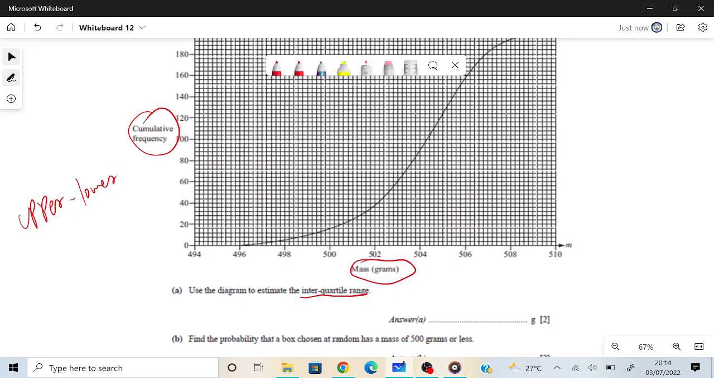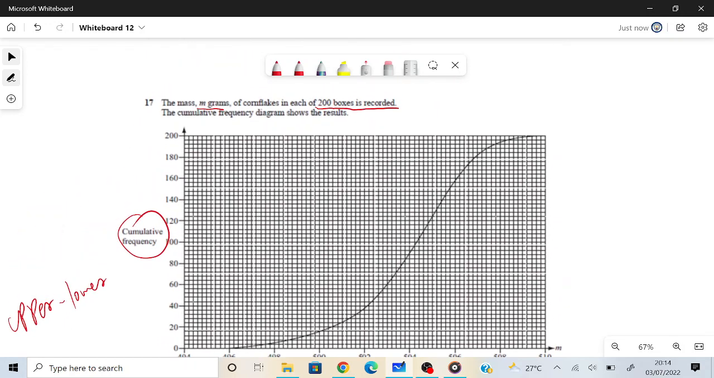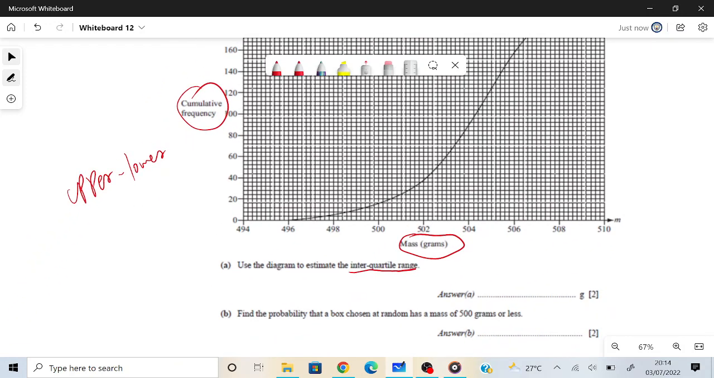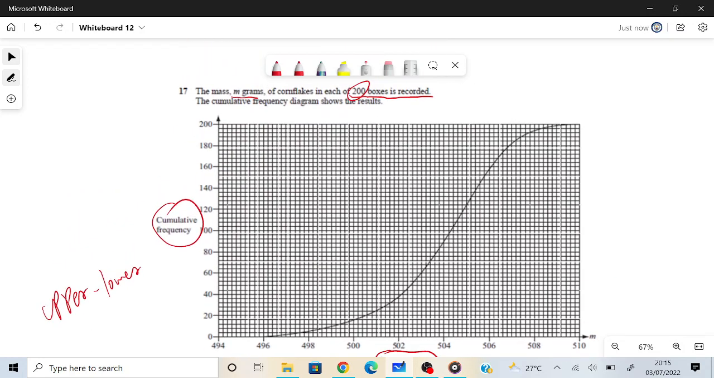Upper quartile is 75% of the frequency, which in this case is 200 boxes. So 75% of 200, if I'm not wrong, is 150. So you now need to find 150 on your y-axis. So we're at 144, 148, 152, somewhere there. It may not be exact since I'm not physically handling the paper, but round about there, because the units on the y-axis are increasing by 4 per square unit.